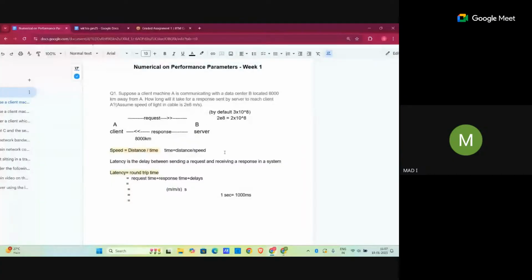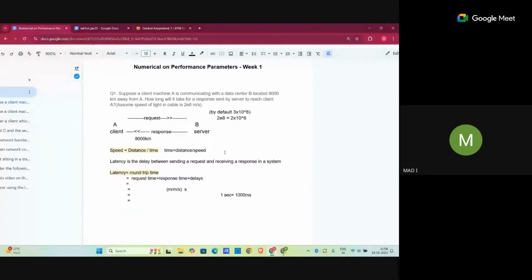Okay. So the first important concept is latency. So what is latency? It is a delay between sending a request and receiving a response in a system. What we have already seen is a client server architecture, our platform will be web, and we will use the MVC design pattern.